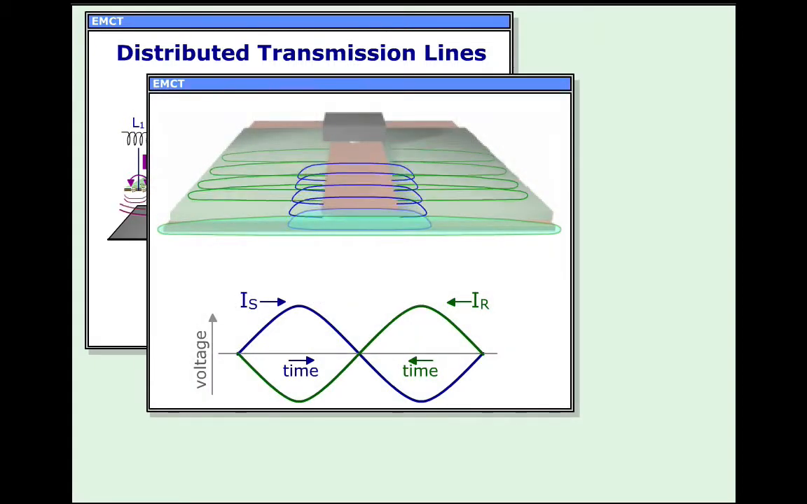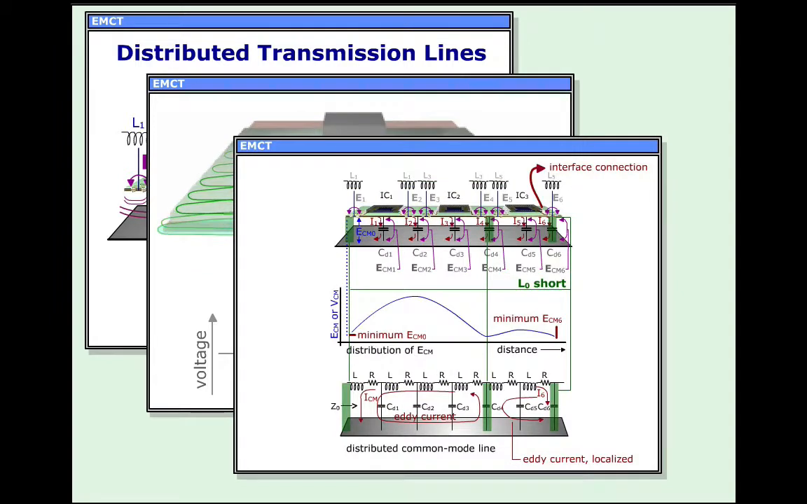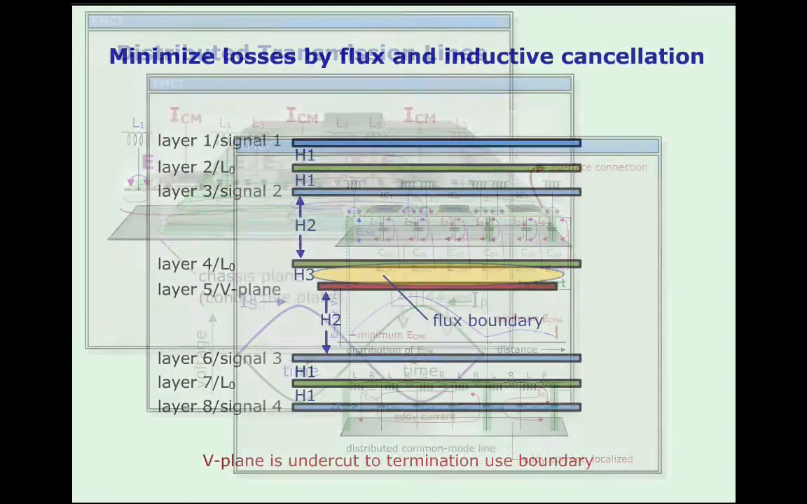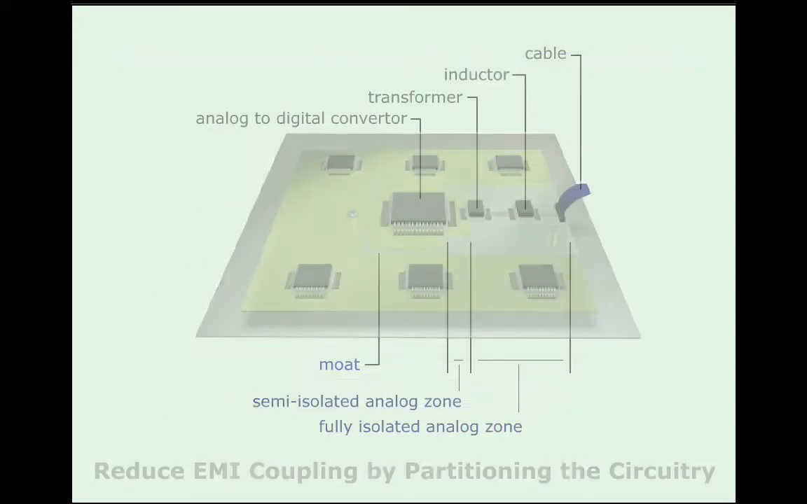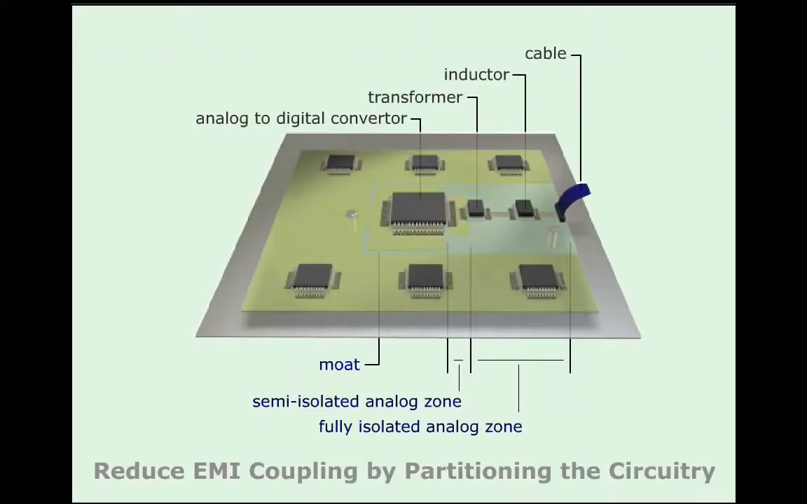You'll learn how to control EMI propagation using the reflection losses and null formations that form within the distributed transmission lines that are set up between the boards and the chassis. Then, you'll learn how to minimize losses by flux and inductive cancellation using transmission line methods in the stack-up of circuit boards and individual traces. Finally, you'll study the techniques needed to reduce EMI coupling by partitioning the circuitry.